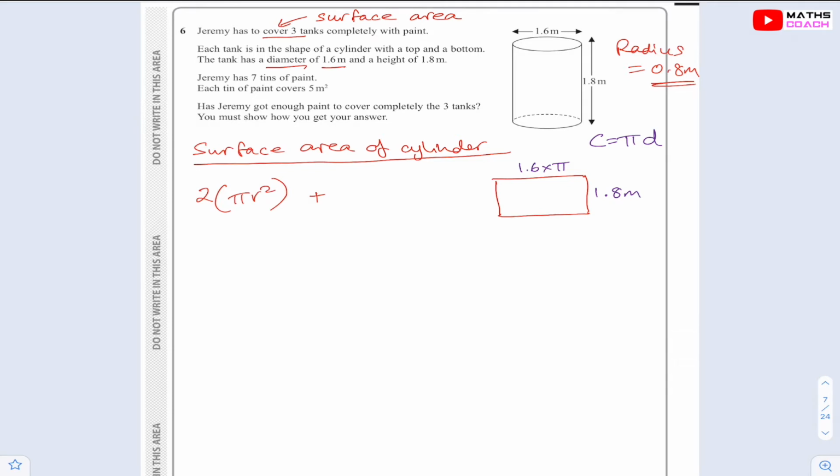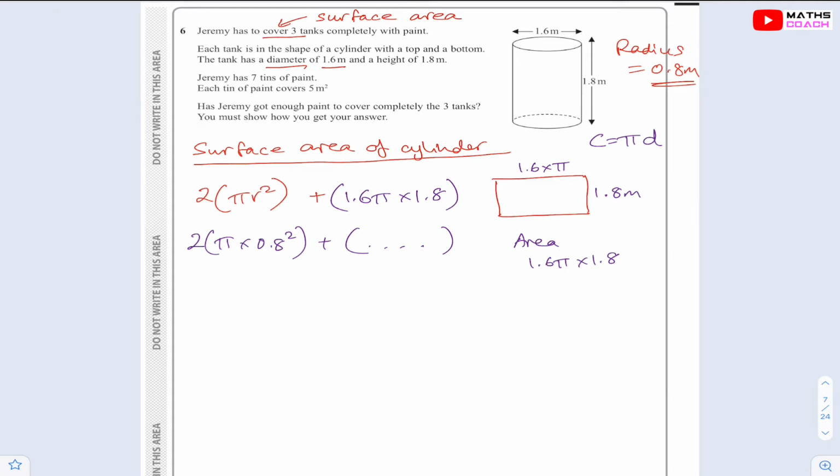So now we can add the area of this rectangle to our formula. So to find the area of this rectangle, we do 1.6 pi times by 1.8. So let's write that down here. So 1.6 pi times by 1.8. Let's get our calculators and do these calculations, and we also need to put in the value of the radius for the circle. So we have 2 times pi times 0.8 squared plus the answer to this, which we'll do in the next line, all of these decimal values.